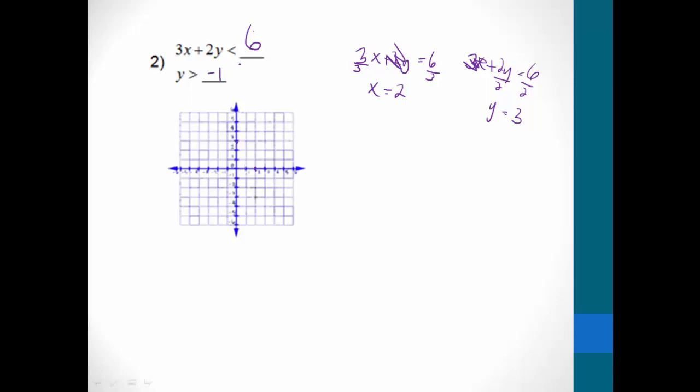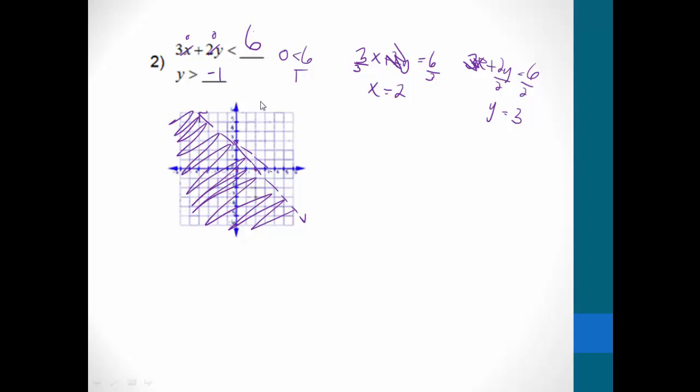And there is no equal sign, so we're going to make a dashed line. Okay. And then we do get to test the point 0, 0, which is right here, right back up into the original inequality. So 0 plus 0 gives me 0, and 0 is less than 6. Is that a true statement? Yes, it is a true statement. So I'm going to shade the side of the line that has the 0, 0 on it.